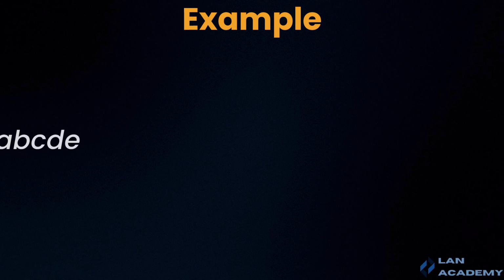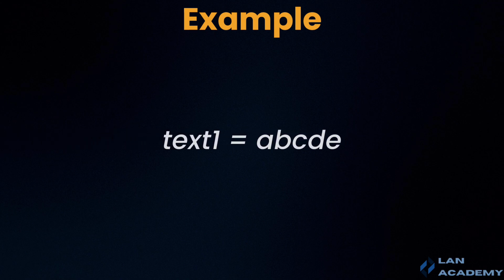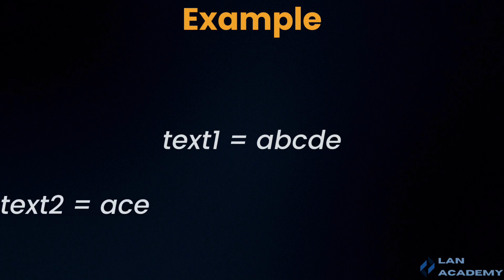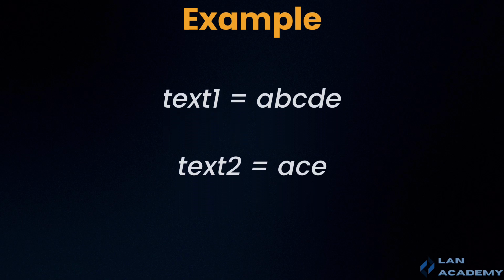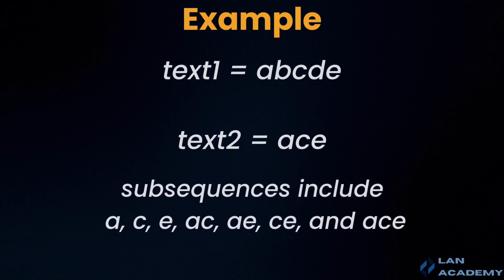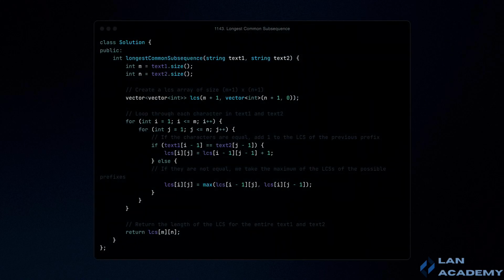For instance, if text1 equals ABCDE and text2 equals ACE, then ACE is a subsequence of ABCDE. The common subsequences between these two strings include A, C, E, AC, AE, CE, and ACE. Among these, the longest common subsequence is ACE, which has a length of 3. To solve this problem, dynamic programming is the most effective approach.